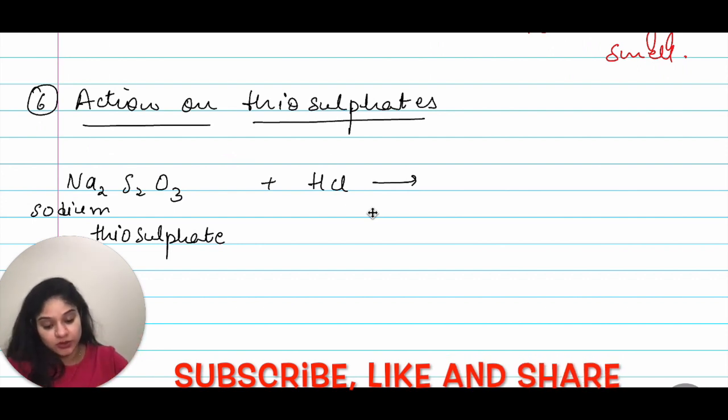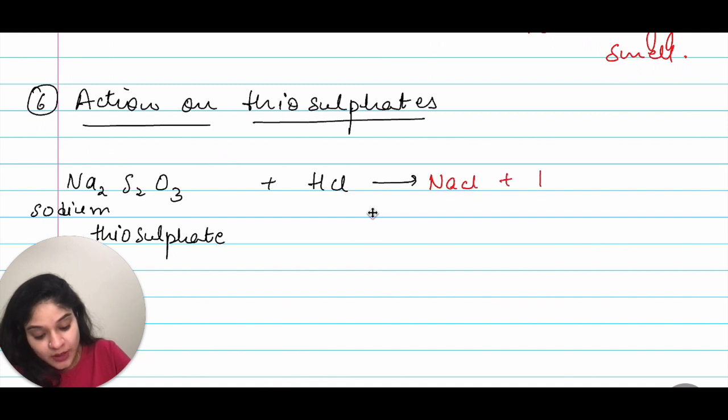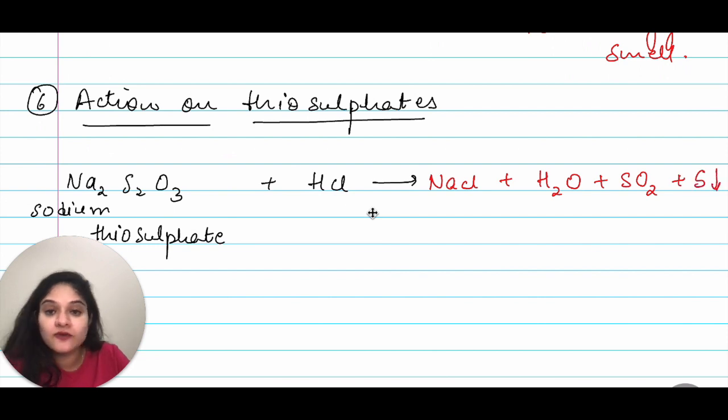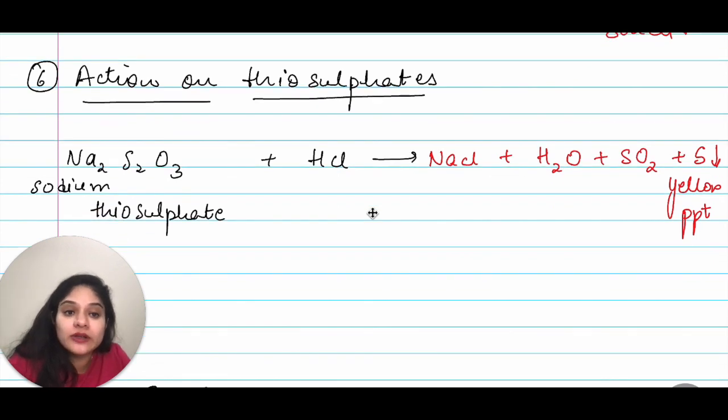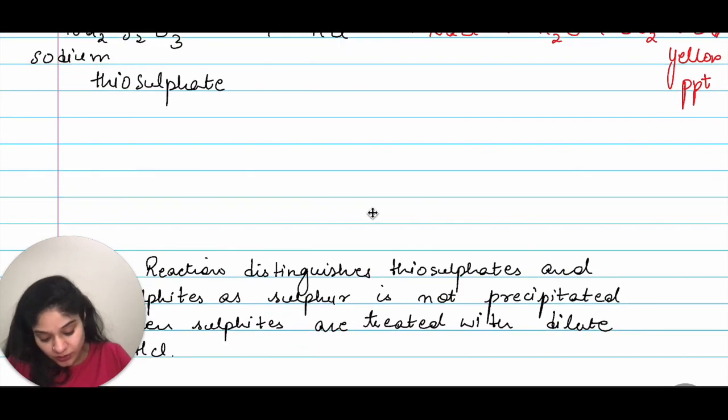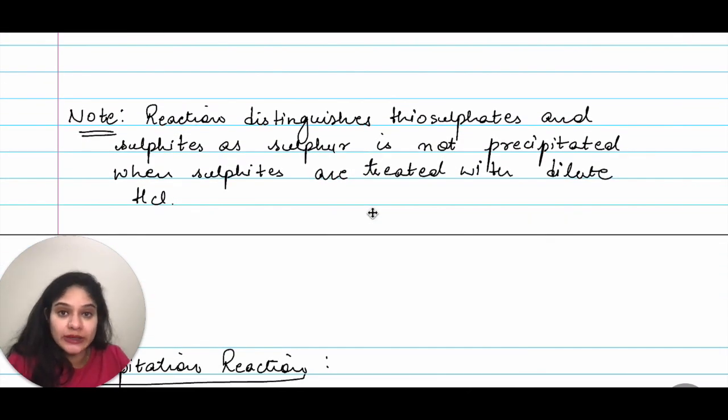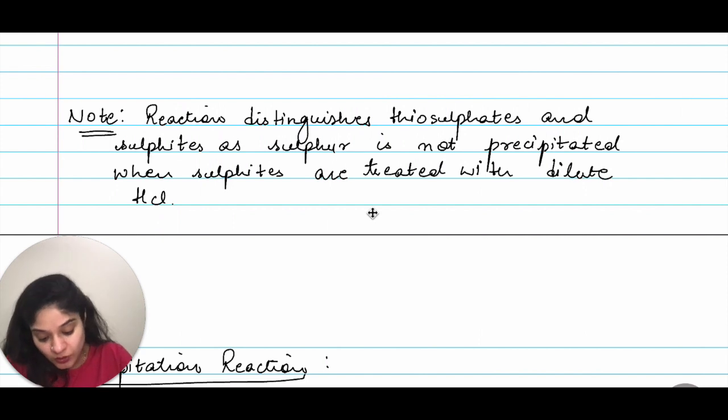So let's look at the reaction here. So I'll get NaCl plus water plus SO2, and along with that I will get sulfur as a precipitate, a yellow compound. So yellow PPT. So since we have this particular reaction with sulfur as a PPT, this distinguishes the reaction of HCl acid with sulfites and sulfides and thiosulfates. So you can write this as a note. You can pause the video right here. You can note this down. This reaction distinguishes thiosulfates and sulfides as sulfur is not precipitated when sulfides are reacted with dilute HCl. So you can take a note of this.